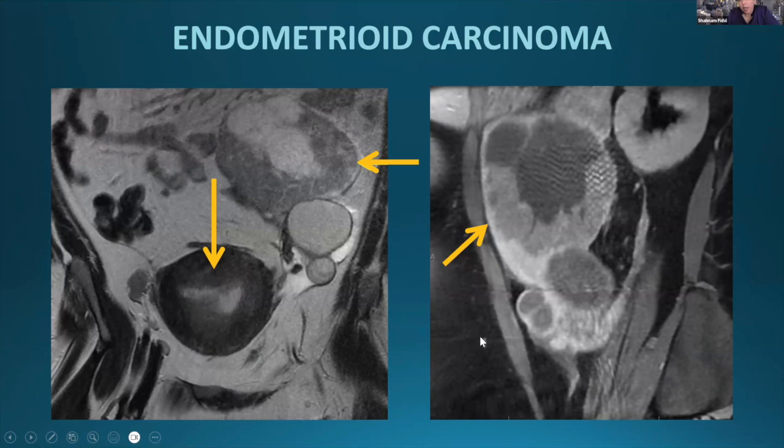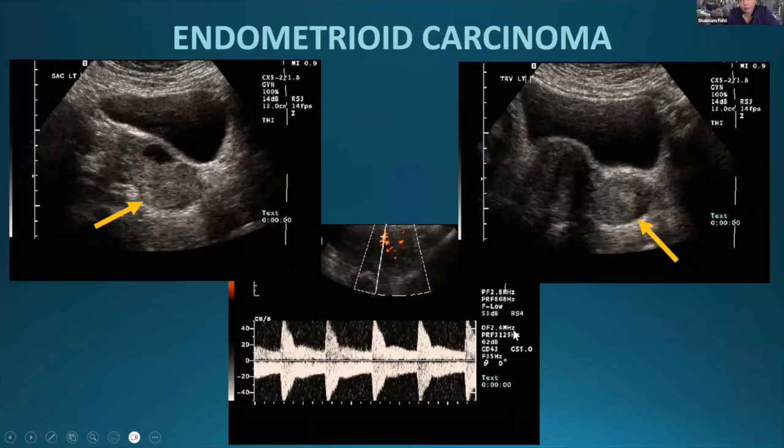Same patient, these are fat suppressed T1 images showing a large, complex, solid and cystic mass within the left adnexa, and this was pathologically proven endometrioid carcinoma with synchronous endometrial cancer.